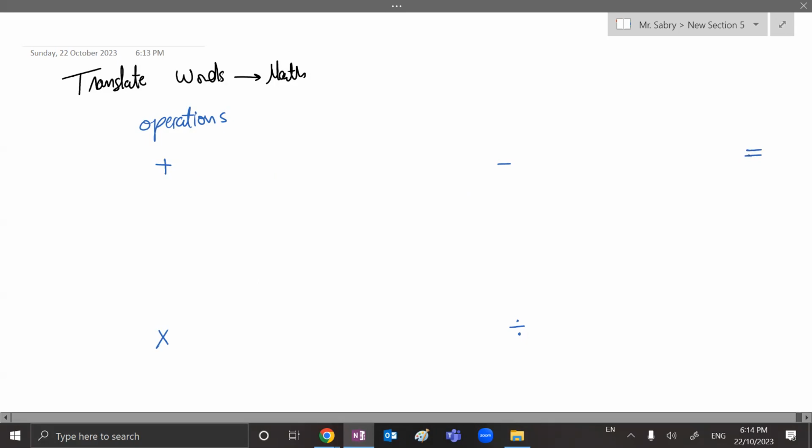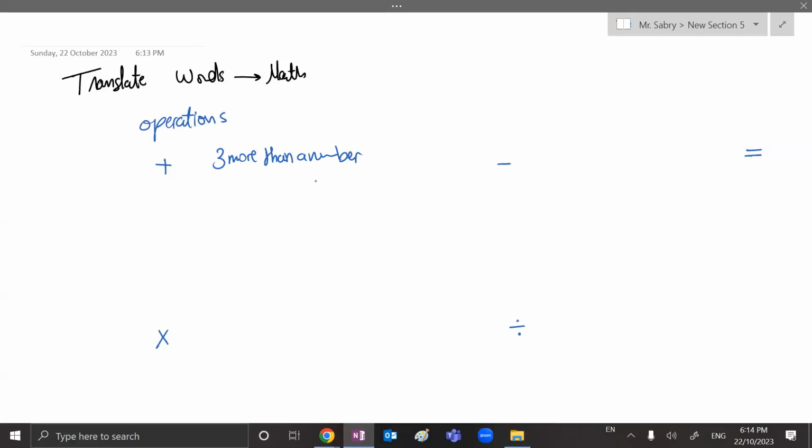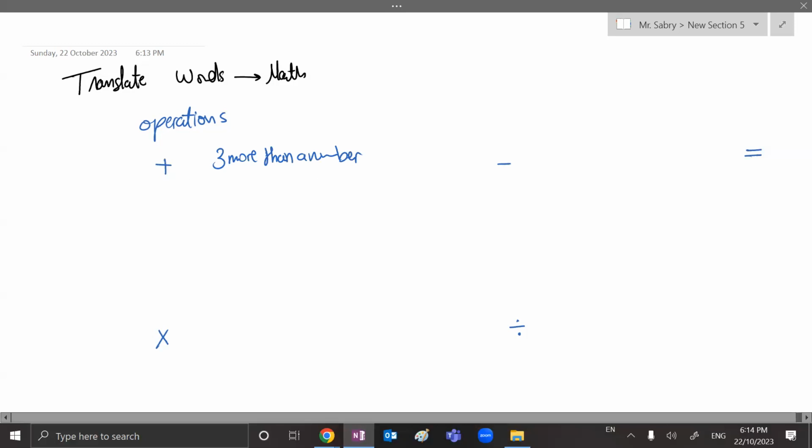There are lots of words that represent addition. For example, if they told you 3 more than a number. If there's a number that I don't know, we usually use x to represent that number. Anything we don't know, we use a variable to represent it. So when I say 3 more than a number, you'll have to translate this: the number, I don't know it, is x, and 3 more than x means x plus 3. So 3 more than something means that thing, and then you add 3 to it. Does this make sense?